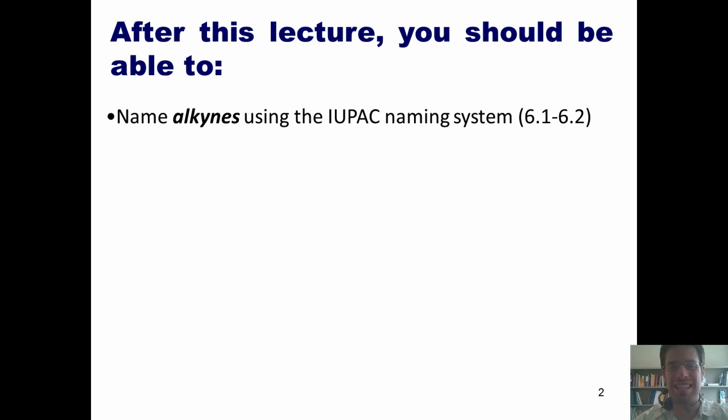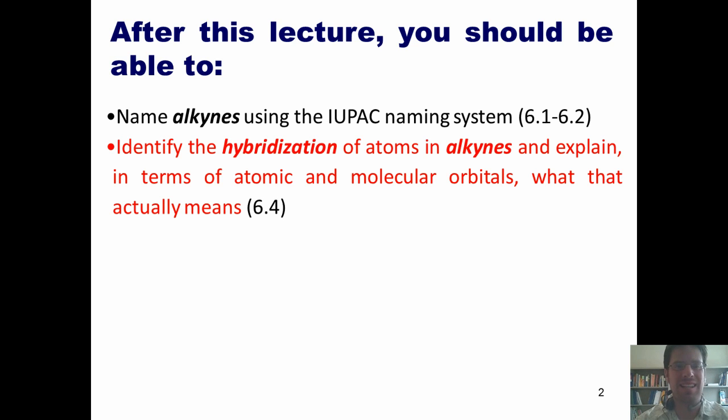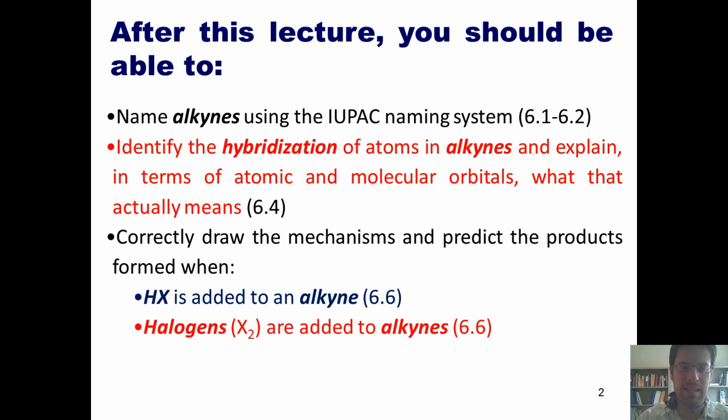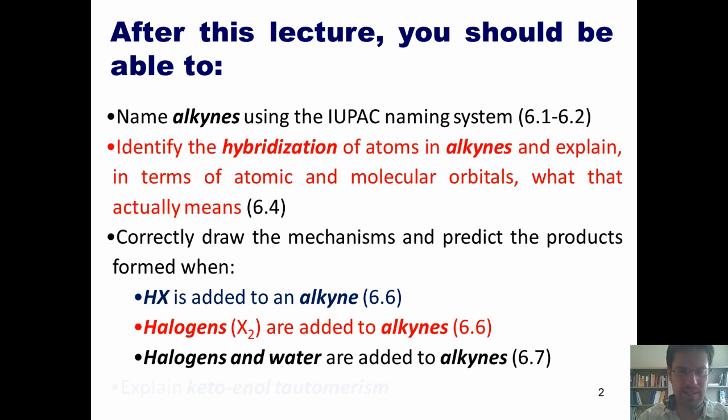Name alkynes using the IUPAC naming system. Identify the hybridization of atoms in alkynes and explain in terms of atomic and molecular orbitals what that actually means. And correctly draw the mechanisms and predict the products formed when HX is added to an alkyne, halogens, or X2, are added to alkynes, and halogens and water are added to alkynes. And lastly, be able to explain keto-enol tautomerism.